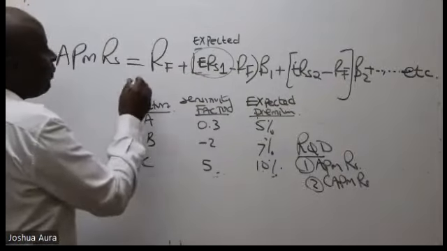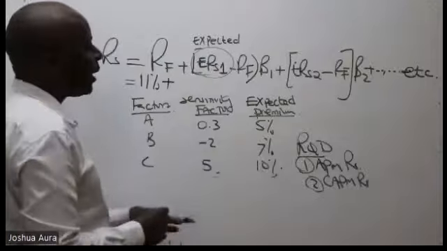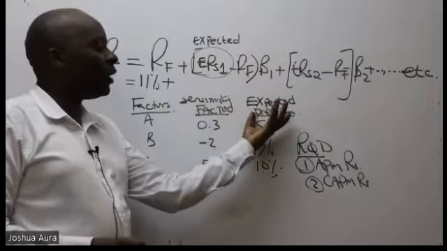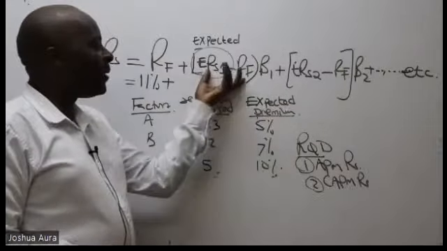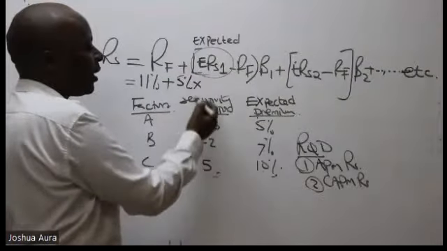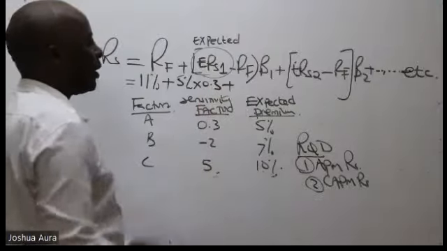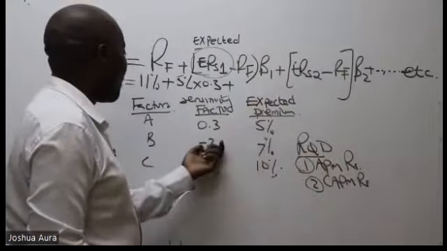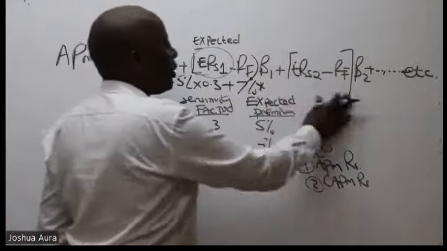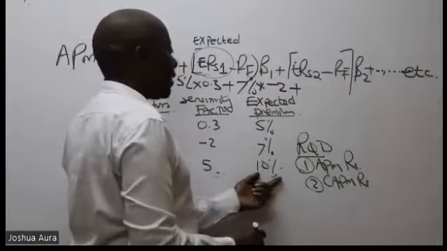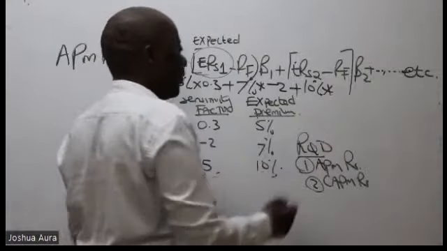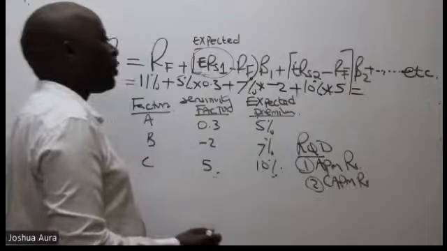So the risk-free rate has been given to me as 11%, plus, for the first factor, they have already given me the premium, which is 5%, multiplied by the first factor's beta, which is 0.3, plus the second factor's premium, 7%, multiplied by the second factor's beta, which is -2, plus the third factor's premium, 10%, multiplied by the beta of the last factor, which is 5.